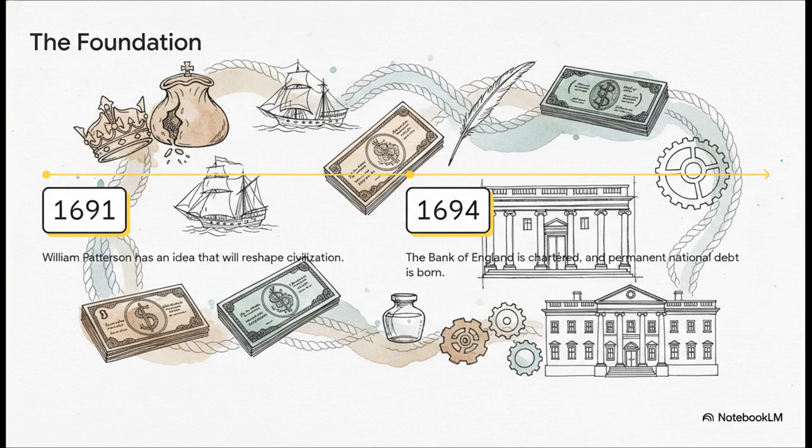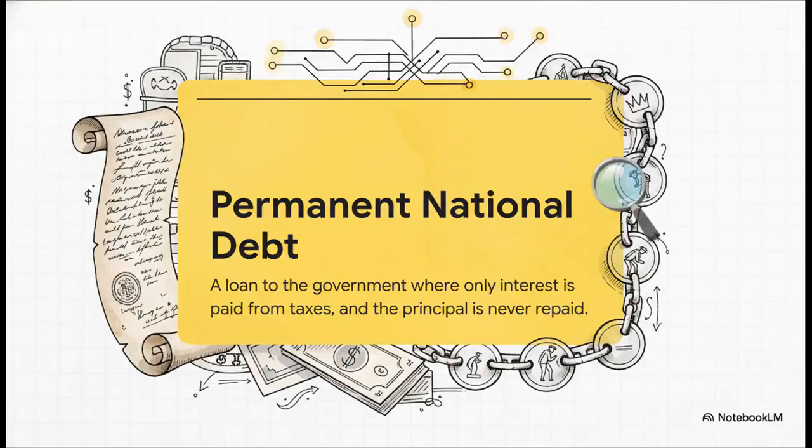Traditional lenders are spooked because the king has a bad habit of defaulting. And right into this crisis steps Paterson with a truly revolutionary proposal. His innovation was simple, but it was absolutely profound. He suggested a loan to the government that would never be paid back. Seriously, instead, the government would just pay interest on it, forever. And that payment would be guaranteed by the government's ultimate power, the power to tax its own citizens.